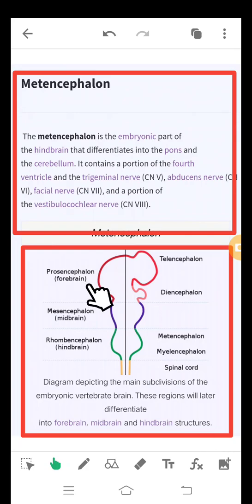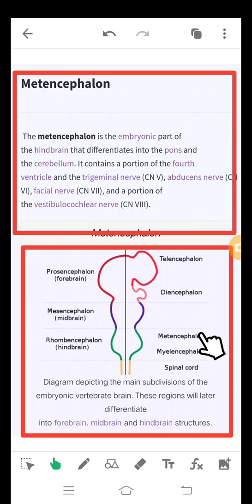See, prosencephalon is forebrain, mesencephalon is midbrain, rhombencephalon is hindbrain. Then prosencephalon is divided into two regions: telencephalon and diencephalon. Then this is the mesencephalon. Then rhombencephalon subdivisions are metencephalon and myelencephalon. This is the spinal cord.